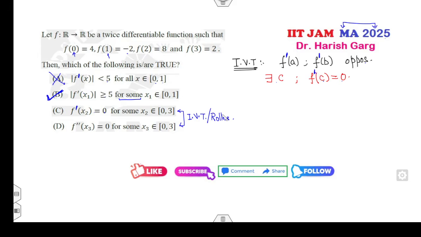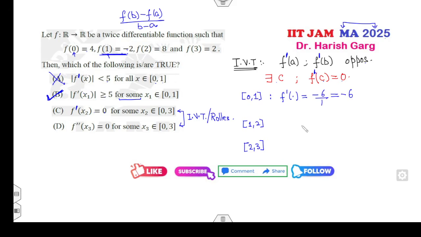Fine. So can you find the opposite intervals? So f dash, so मैं इंटरवल ले लेता हूं 0 1, 1 2 and 2 3. Fine. How you can find the derivative value? Again by using the mean value theorem. What is the f dash on the interval 0, 1? f b minus f a over b minus a. f1 minus f0, minus 6 divided by 1, which is minus 6.